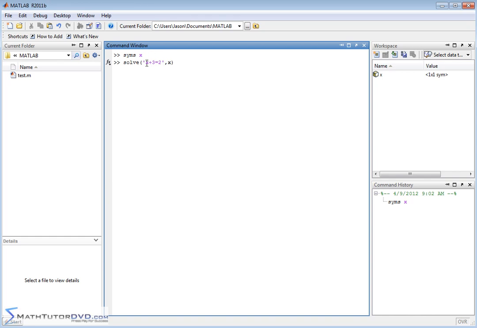Now the variable in the equation here has to be symbolic, so you have to have declared x as a symbol first. So we go ahead and do that. MATLAB is not numerically approximating it. It is actually using the rules of algebra to take the 3, subtract it from both sides, and you get -1 for the answer. So it's isolating the variable x.